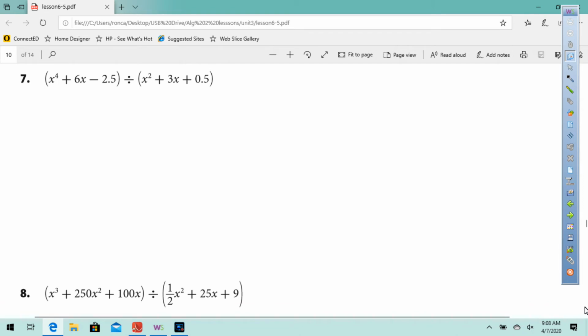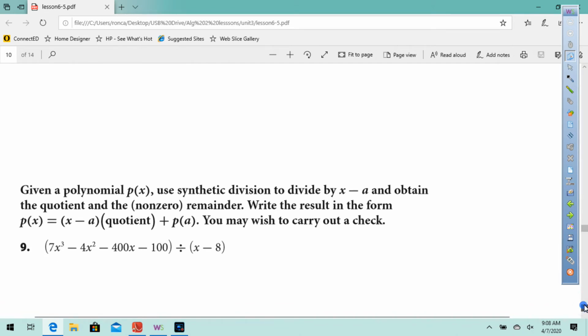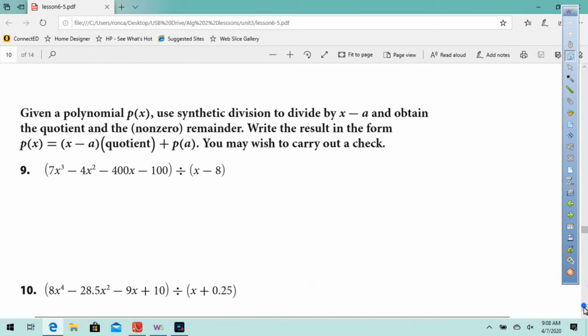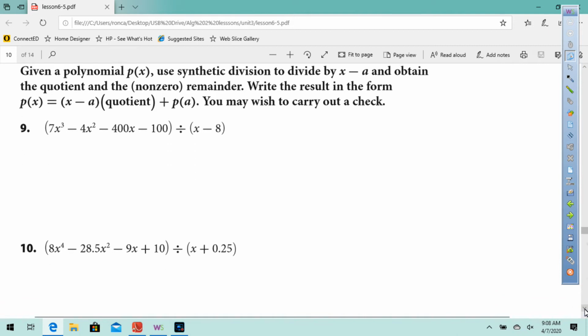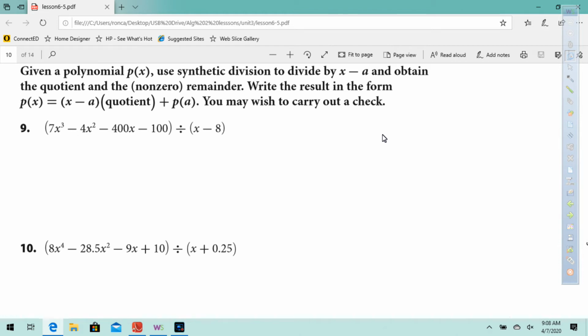We're going to skip 8. I think you got the gist. Now let's get to the good stuff here. You're going to like synthetic division. It is much, much easier.